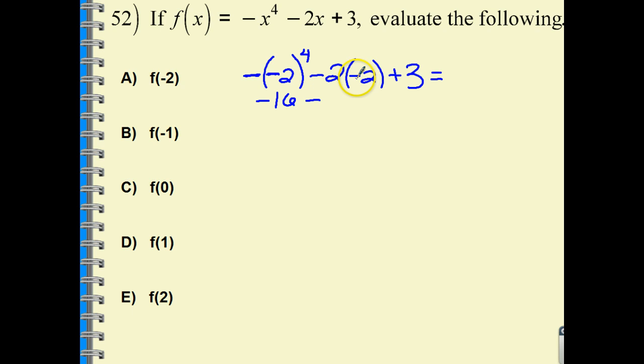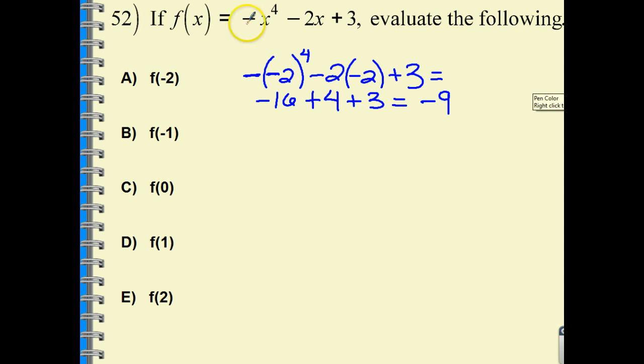Well, a negative times a negative is a positive. So let's change that to a positive 4. And then finish it off with plus 3. And what is that going to equal? Negative 16 plus 4 is negative 12. Negative 12 plus 3 is negative 9. Final answer. All right, let me use a different color and do a better job of the spacing here.